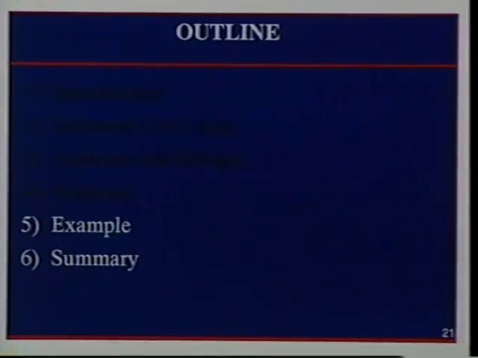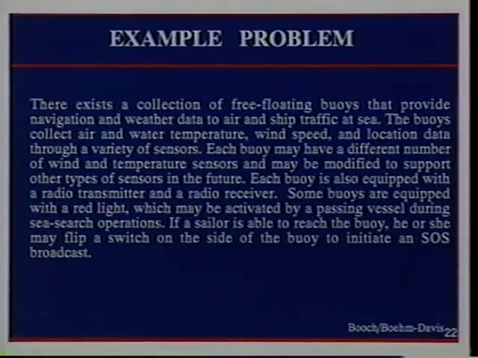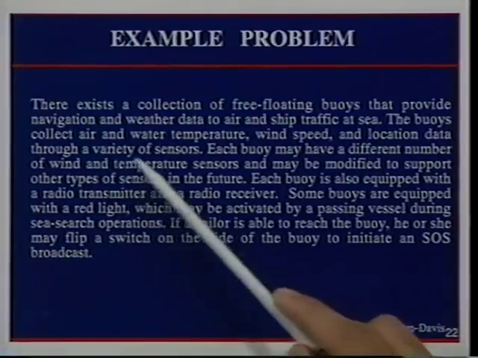So let's now go through an example to see how we can use the concepts which I have presented in building a small system. Take a few seconds to read this. It's given in your handout, but anyway I will read this out for you. The idea is to build some buoy software. So you have a collection of free floating buoys that provide navigation and weather data to the ships or aircraft which are in the near vicinity. And these buoys collect air temperature, water temperature, wind speed, and location data through a variety of sensors.